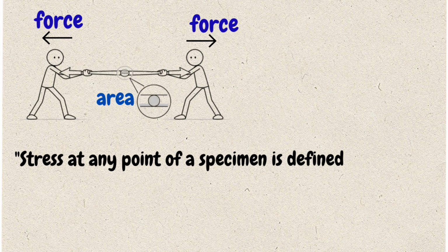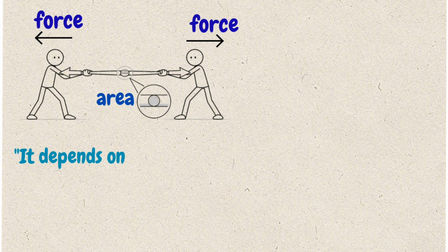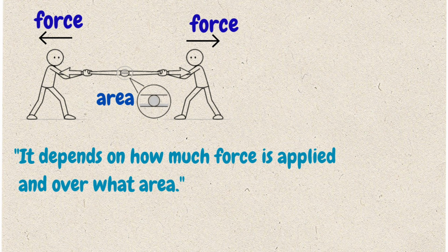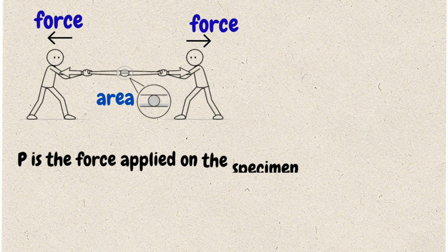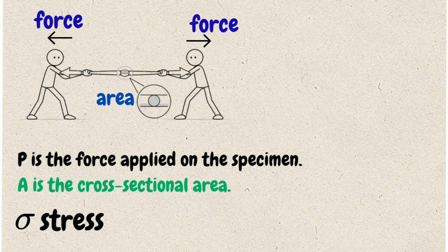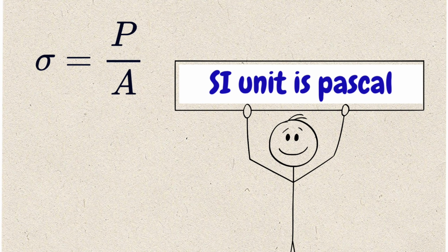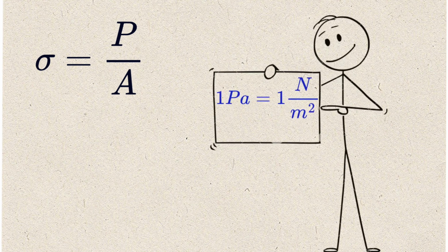Stress at any point of a specimen is defined as the resistive force per unit cross-sectional area. It depends on how much force is applied and over what area. P is the force applied on the specimen. A is the cross-sectional area. Sigma represents stress, so stress is equal to force divided by area. The SI unit of stress is Pascal. 1 Pascal is equal to 1 Newton per meter square.